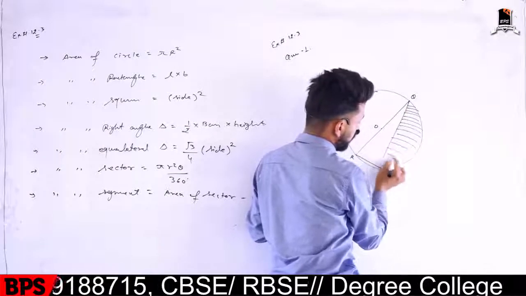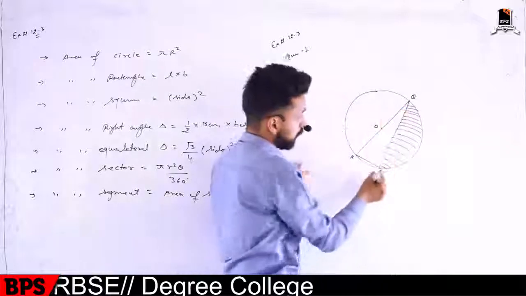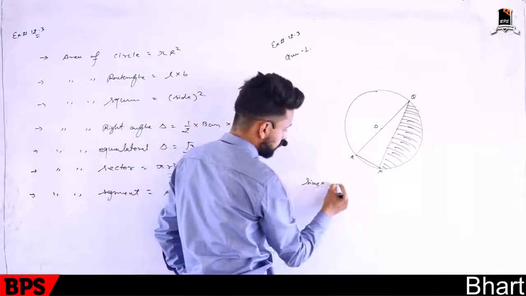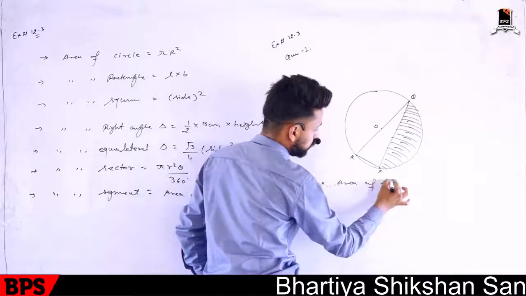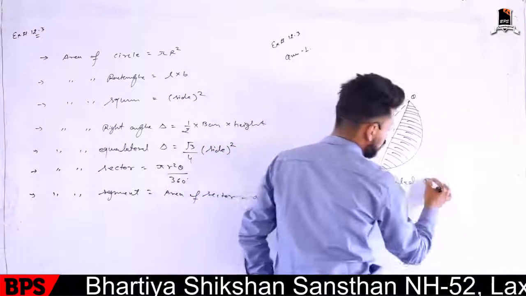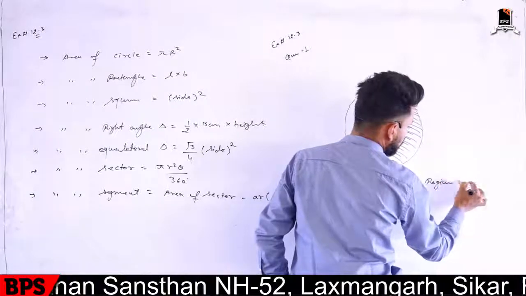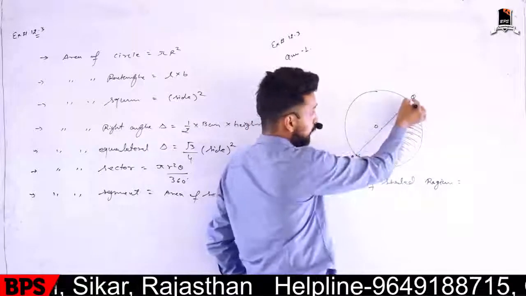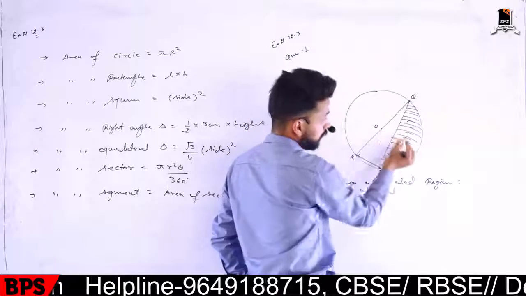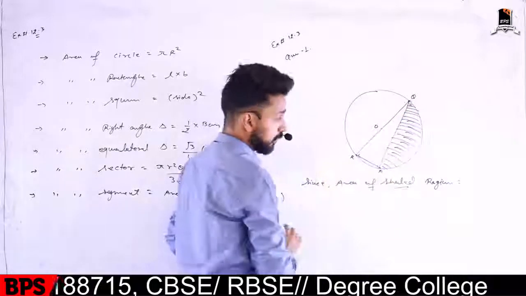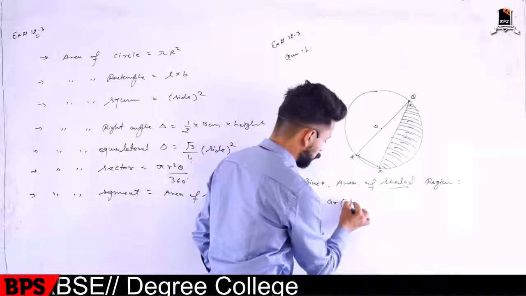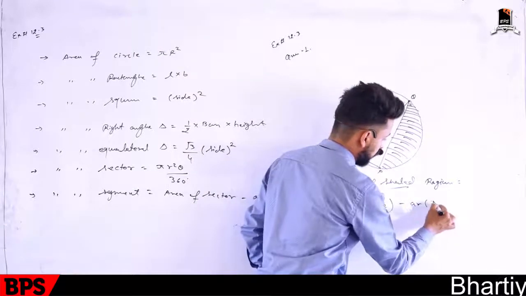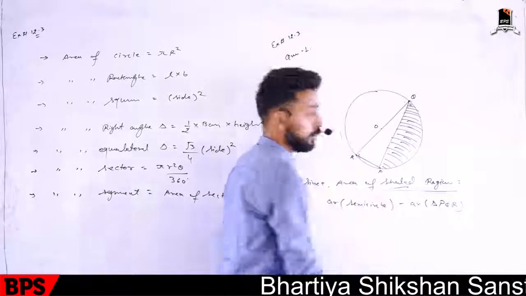First we have to find the area of semicircle. Area of shaded region is equal to area of semicircle minus area of triangle PQR. So area of semicircle minus area of triangle PQR, that is the area of shaded region.